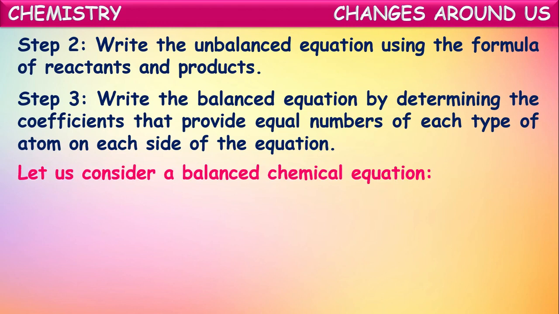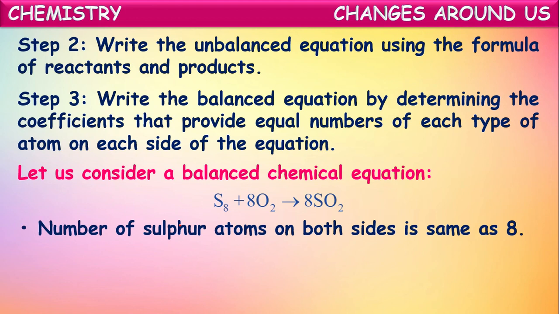Let us consider one balanced equation. See here, sulfur reacting with oxygen to form sulfur dioxide. This is one chemical reaction. So this equation is represented with the balancing. Observe once the number of atoms of sulfur on both the sides. Number of sulfur atoms on the left hand side is 8. And what about on the right hand side? See here, at the base it is represented 8 here. Means there are 8 atoms in one molecule of sulfur.